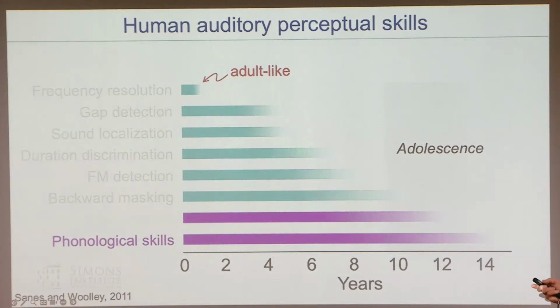Something like sound localization depends on what you're asking kids to do and how hard the task is, but they get pretty good at it around 6 years of age. Duration discrimination, more like 6, 7, 8. Frequency modulation detection, and so forth. And the longest one that I know of is amplitude modulation depth detection. I don't have an explanation for it. I don't know why it would be.